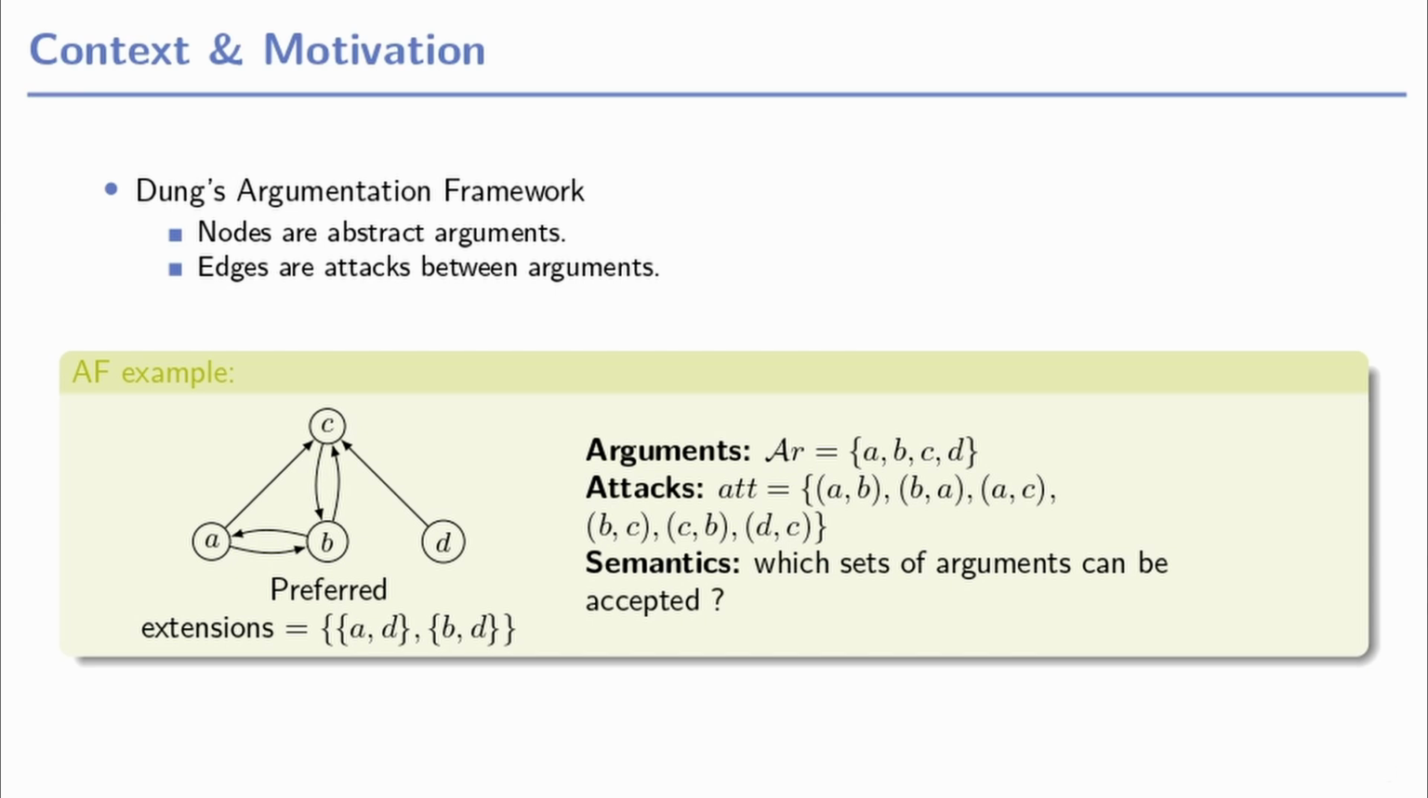In Dung's framework, we also have some semantics we can apply on these AFs to obtain the sets of arguments that can be accepted together. For example, if I use their preferred semantics, I obtain AD that can be accepted together and BD.